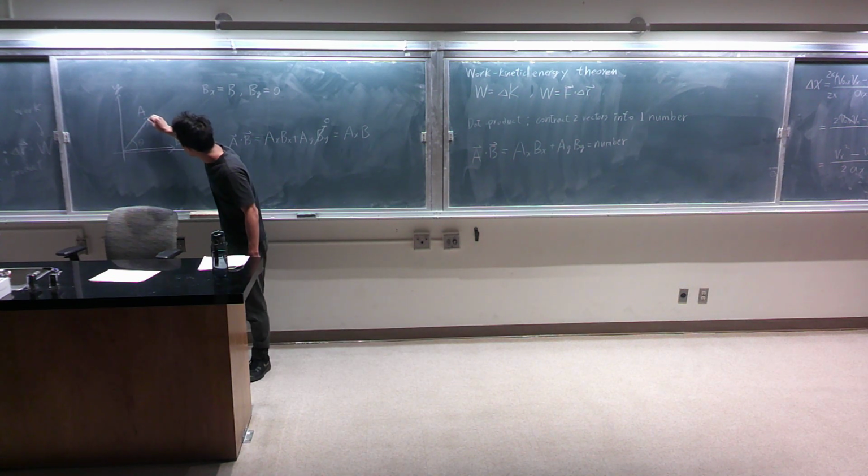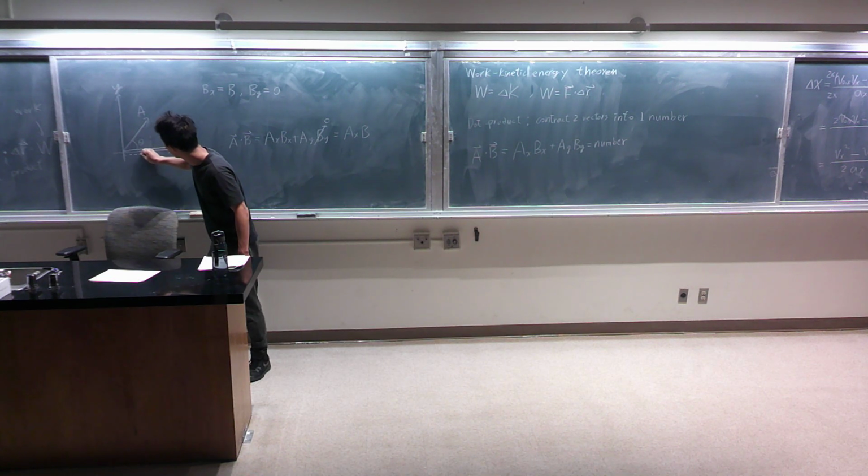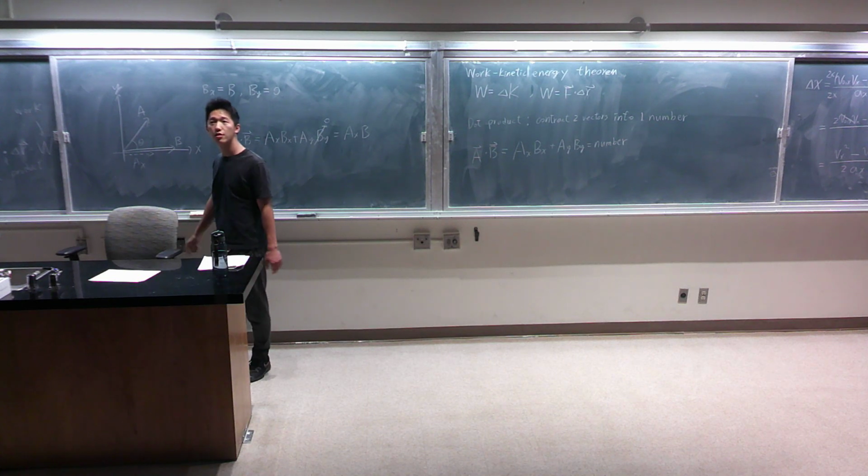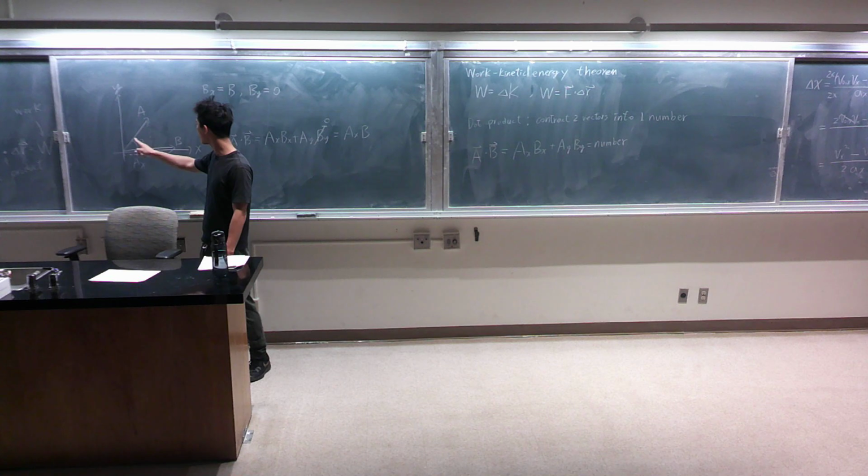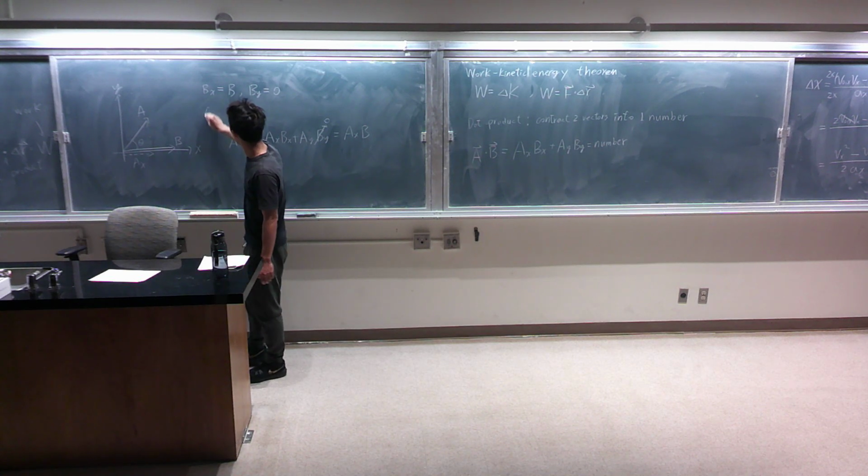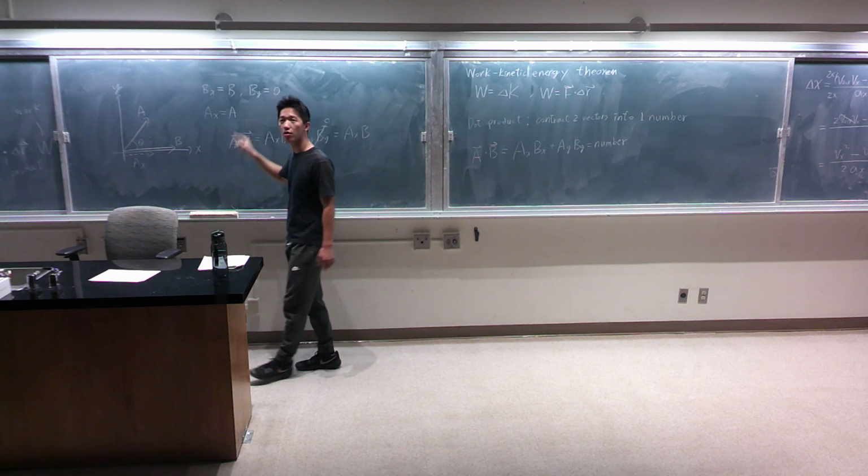Now, x component of A is this guy. This is the x component of A. So if this is A, this is theta, will Ax be A sine theta or cosine theta?